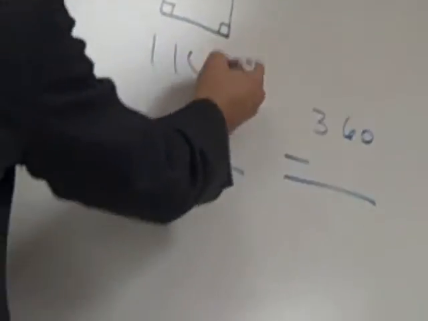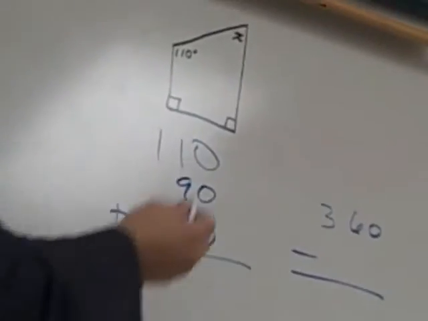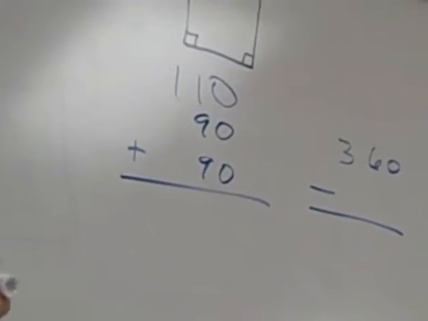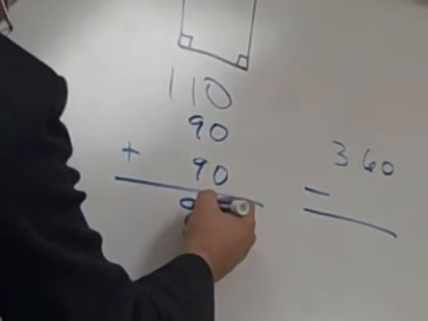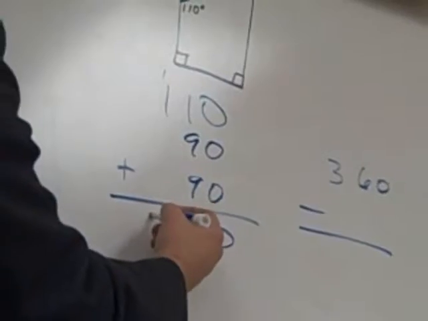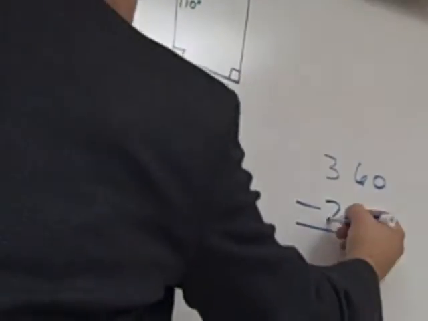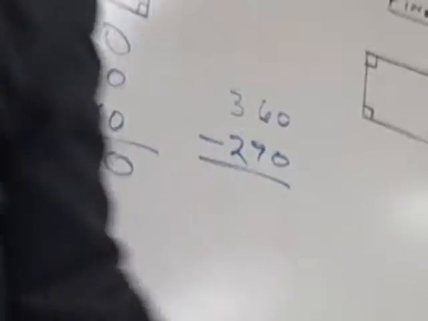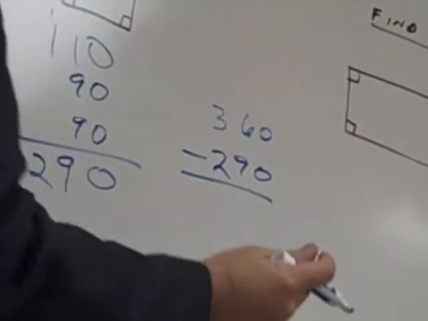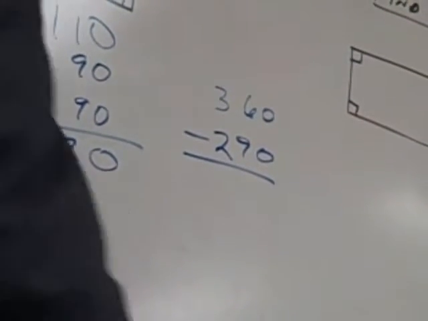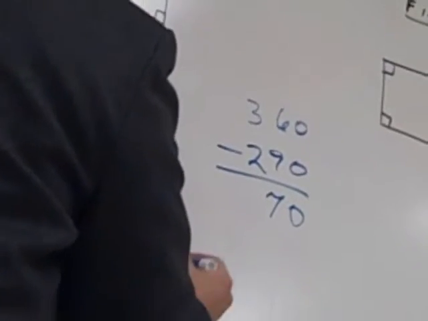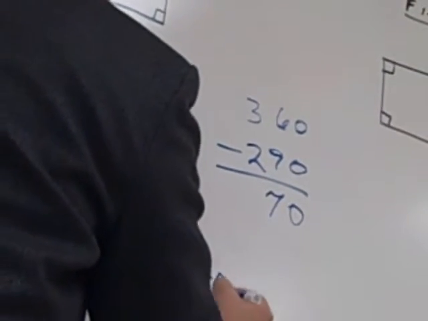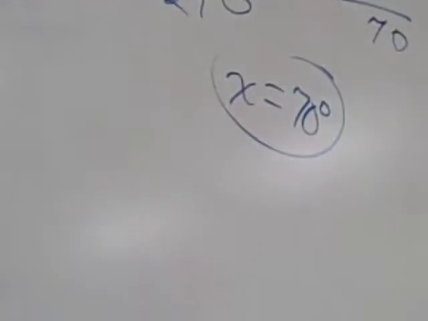110, 110, 90, 90, 90, because of what? The 2 right angles. All right, so here we go: 0, 10 and 9, 19, carry 1, 290. So 360 minus 290. Y'all are upper level, y'all should do that in your head. 70. So the x is 70 degrees. We all agree with that?